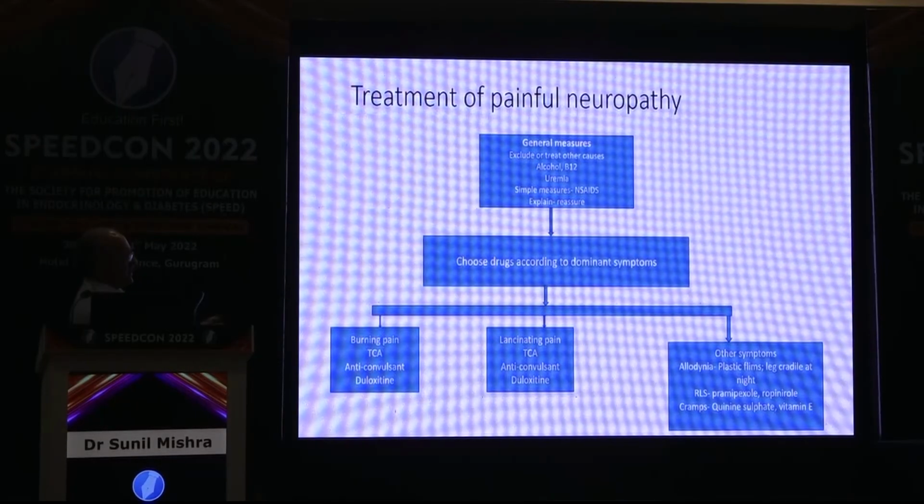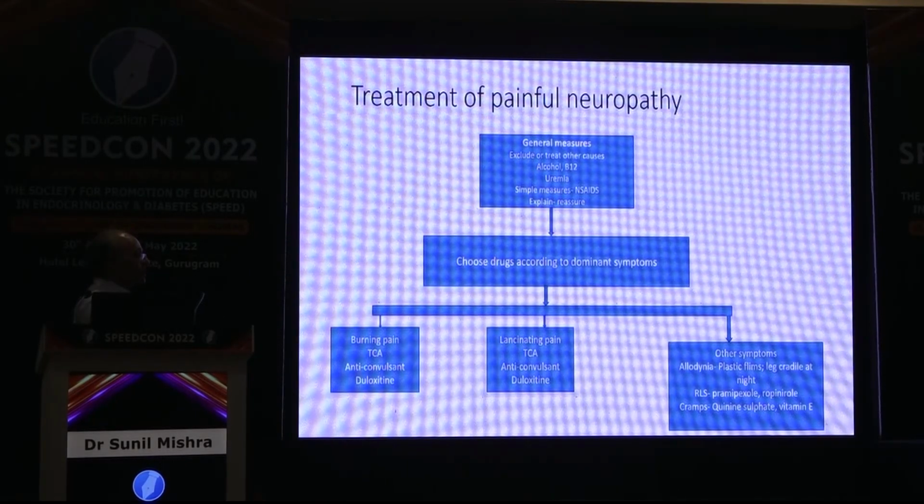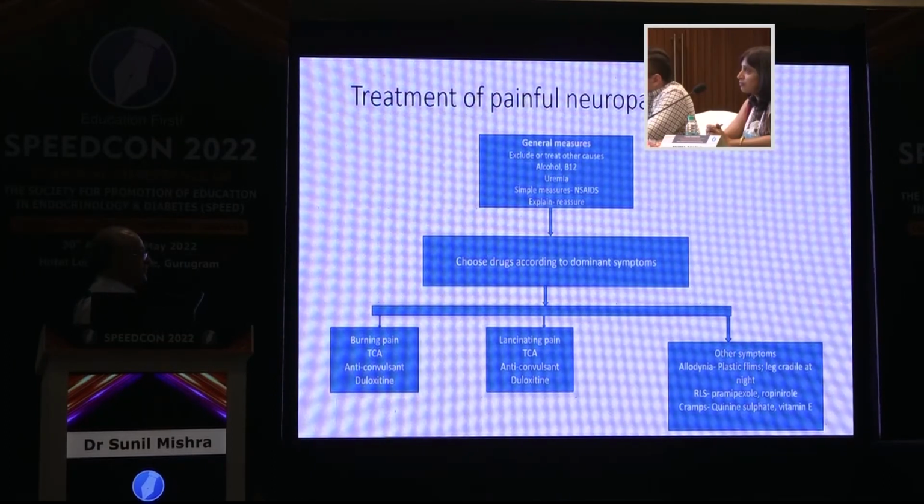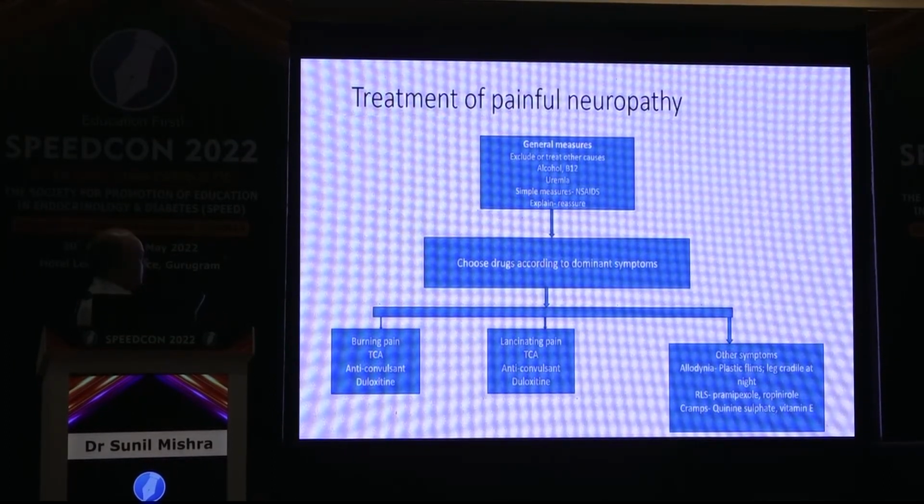Then while choosing the drug, unlike other symptoms, you have a specific drug. Choosing the drug means deciding which drug will benefit which kind of patient, which is again very much your experience. If a patient comes with burning pain, we use a tricyclic antidepressant, anticonvulsant, and duloxetine. If a patient comes with lancinating pain, a TCA, anticonvulsant, and duloxetine. For other symptoms like allodynia, such as plastic film, leg girdle sensation, and at night, restless leg syndrome is a common thing, which of course is many a time missed. So you may use pramipexole or ropinirole.